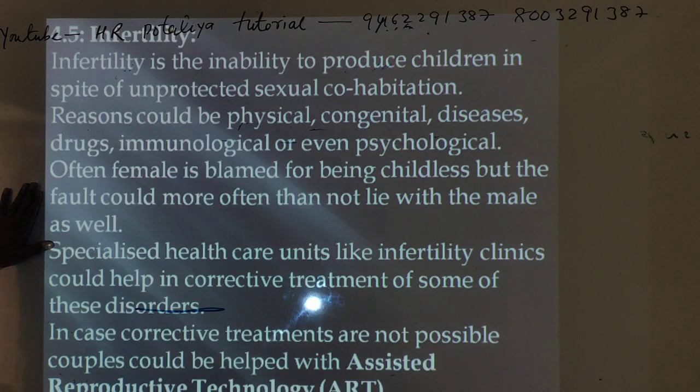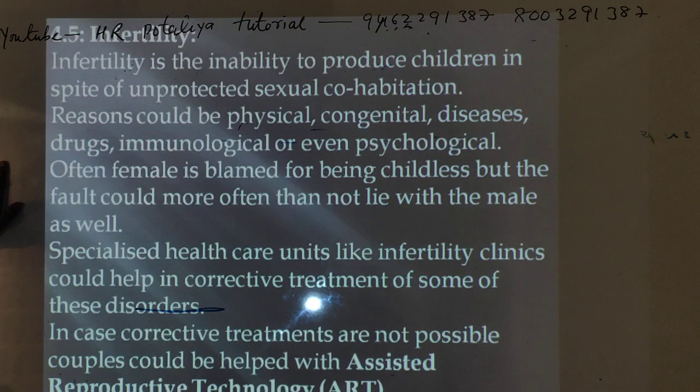Specialized healthcare units like infertility clinics could help in corrective treatment of some of these disorders. In case corrective treatment is not possible, couples could be helped with assisted reproductive technology, ART.